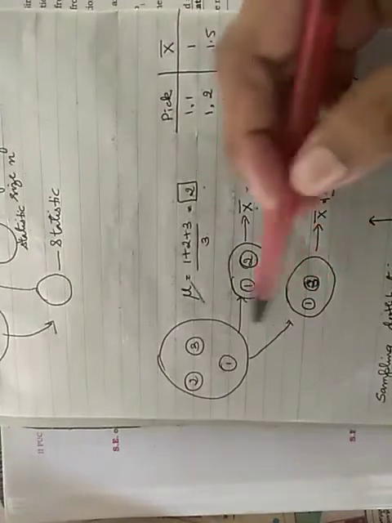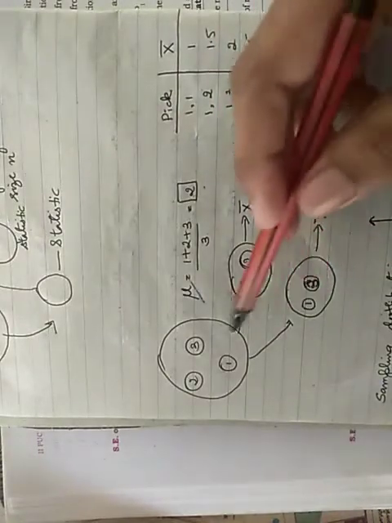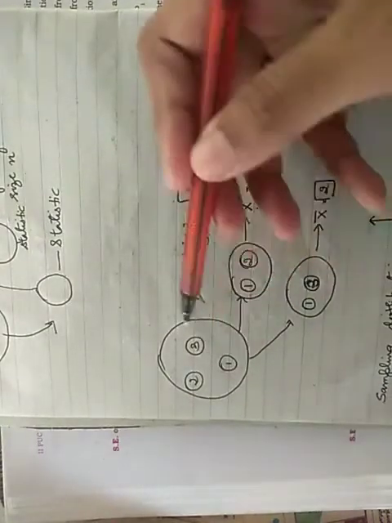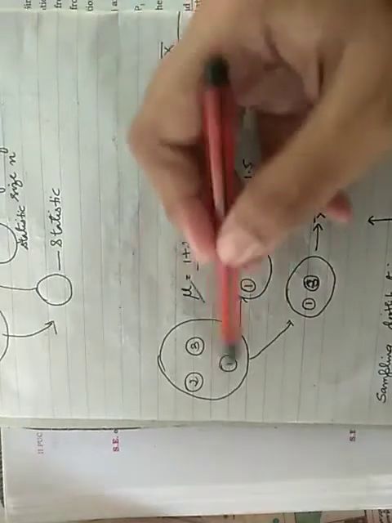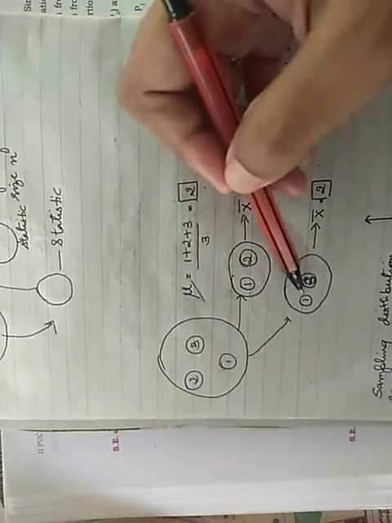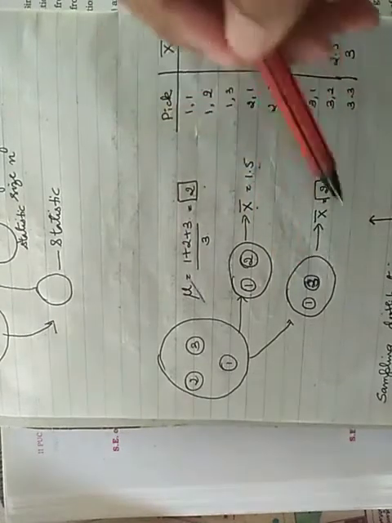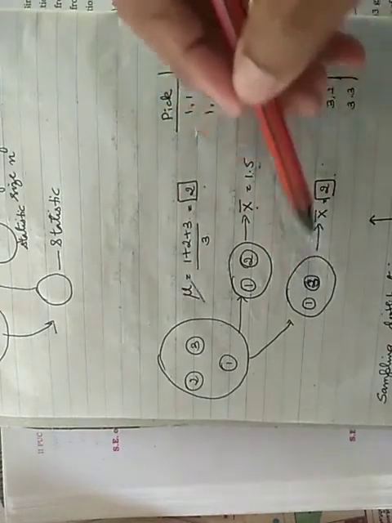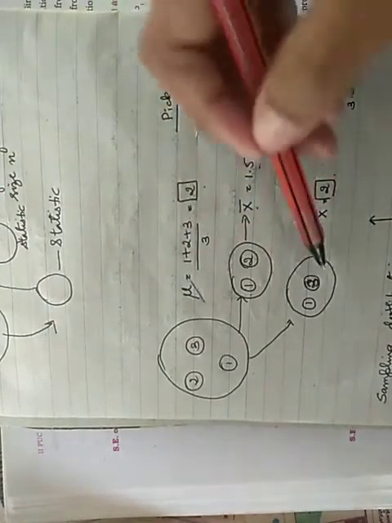Same way we'll take another sample of same size. We are going to take two balls. It can be any two balls, some random sample we are taking. So we'll choose the ball 1 and ball 3. So 3 plus 1 is 4, 4 divided by 2 is 2. So the sample mean of this sample will be 2.